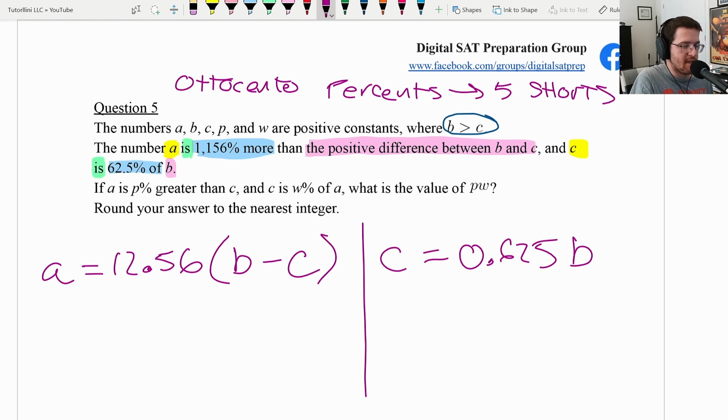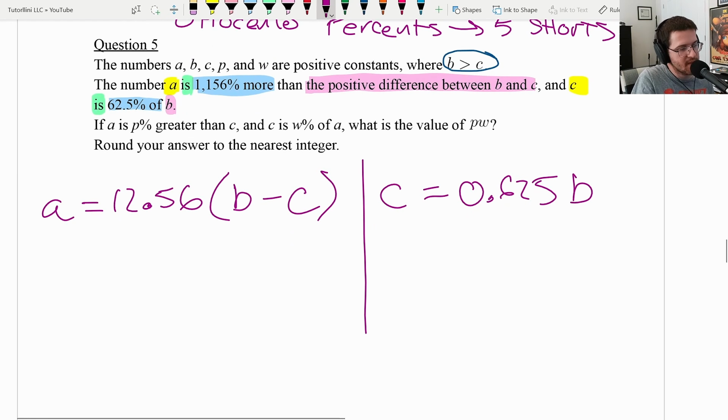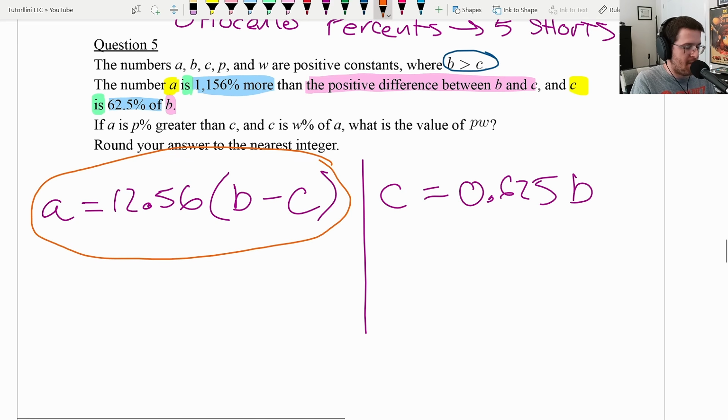Okay, so now we need to make a little bit of a plan of attack. If you read all this stuff down here, both of these statements relate A and C. So the crux of the problem is we need to come up with an equation that relates A and C. This is difficult to strategize, but I don't want to isolate anything in here.